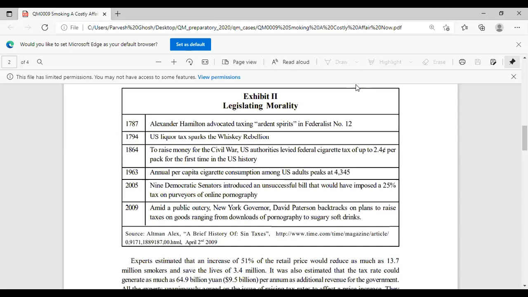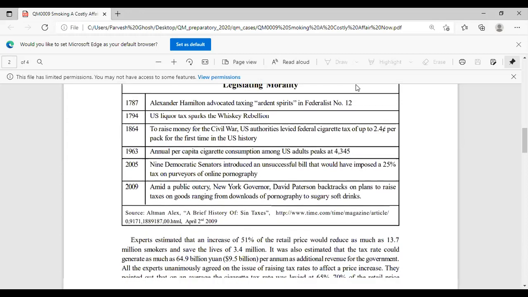Gone through? So different statistics of the US, sometimes New York, sometimes Democratic senators, what they are doing, right? Even online pornography. Okay, so you can see this. All bad vices, right?